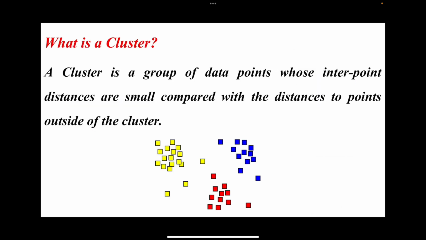What is a cluster? A cluster is a group of data points whose interpoint distances are small compared with the distances to points outside of the cluster. We can see the example here. Here we can see the yellow points, red points, and blue data points, and these can be considered as clusters because in each cluster the intra-cluster distances are very small and inter-cluster distances are high.